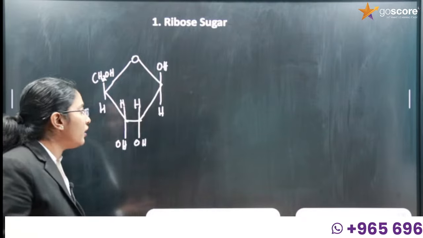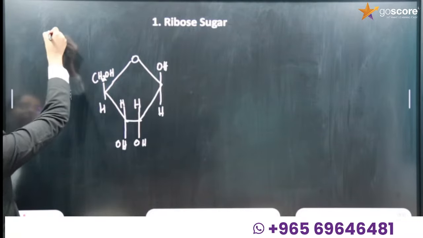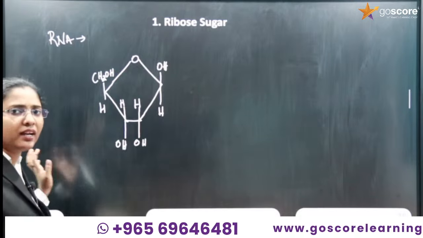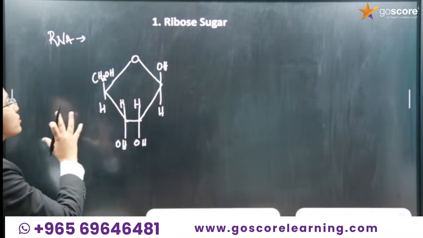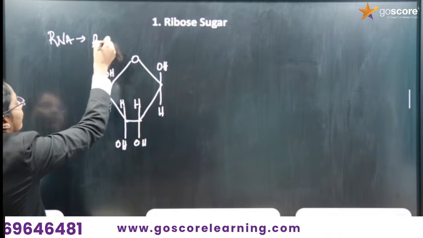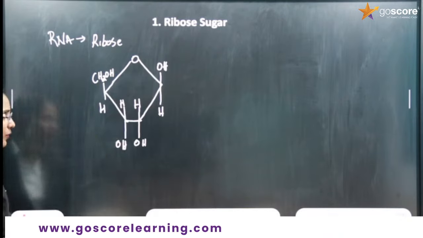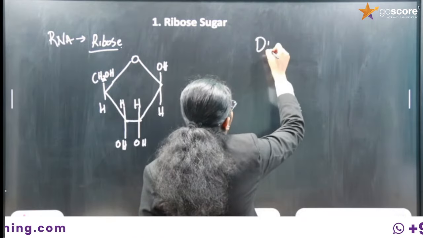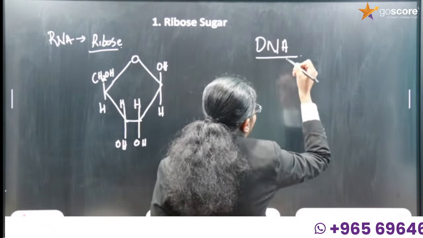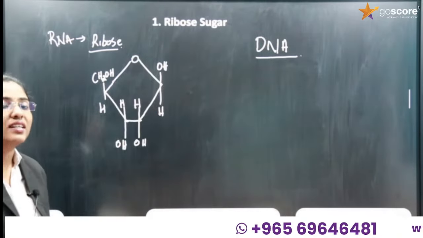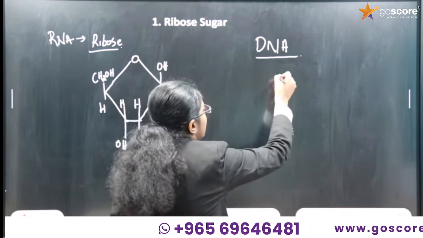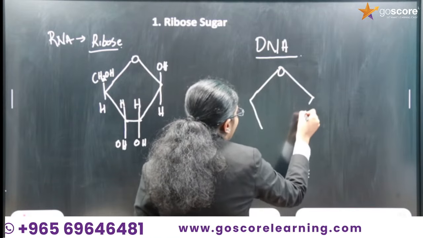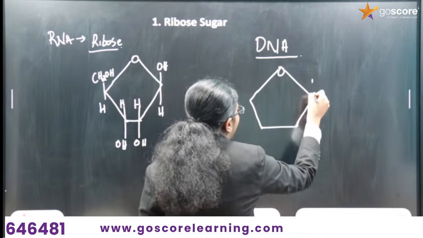If we are considering RNA, we know the name is ribonucleic acid. The sugar present inside it is ribose sugar itself. Next is DNA, so we have to consider both conditions. Inside DNA also there is a kind of ribose sugar, but the name is deoxyribonucleic acid, because at one position one oxygen will be eliminated.